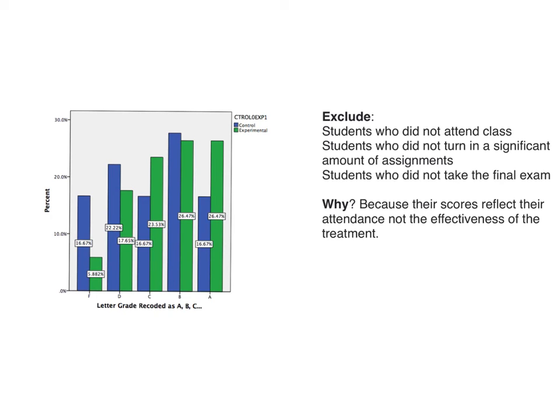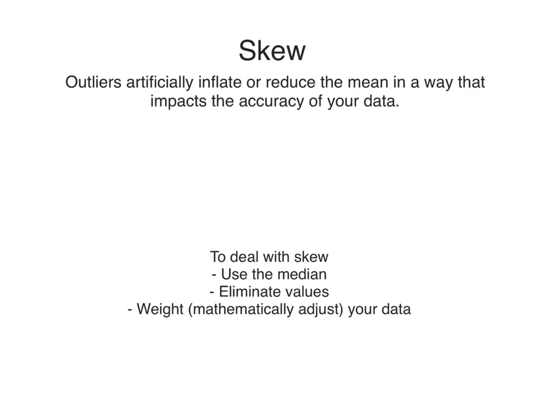In other cases, you might need to weight your data. We'll discuss this in a different video. So to sum it up, skew is when a few high or low values that impact the mean artificially inflate or reduce it in a way that impacts the accuracy of your data. To deal with skew, you might need to use a median instead of the mean, eliminate some values, or weight or adjust your data.